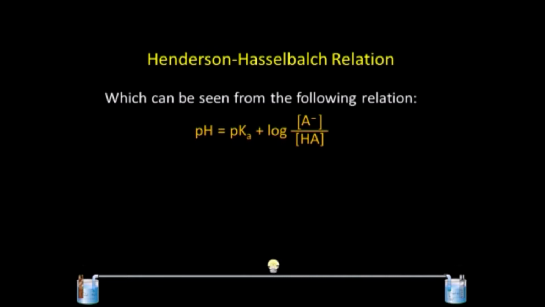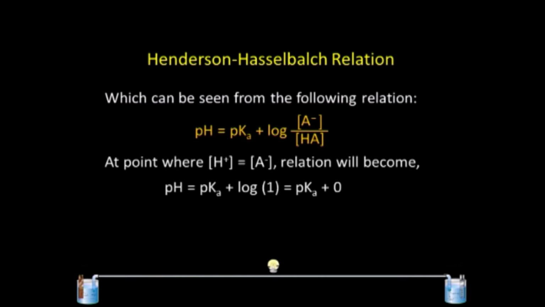We can also see from the relation pH is equal to pKa plus log A minus divided by HA, that at the point where HA is equal to A minus, this relation will become pH is equal to pKa plus log 1. That is because A minus is equal to HA, and the pKa plus 0, we can write that at this point pH will be equal to pKa.